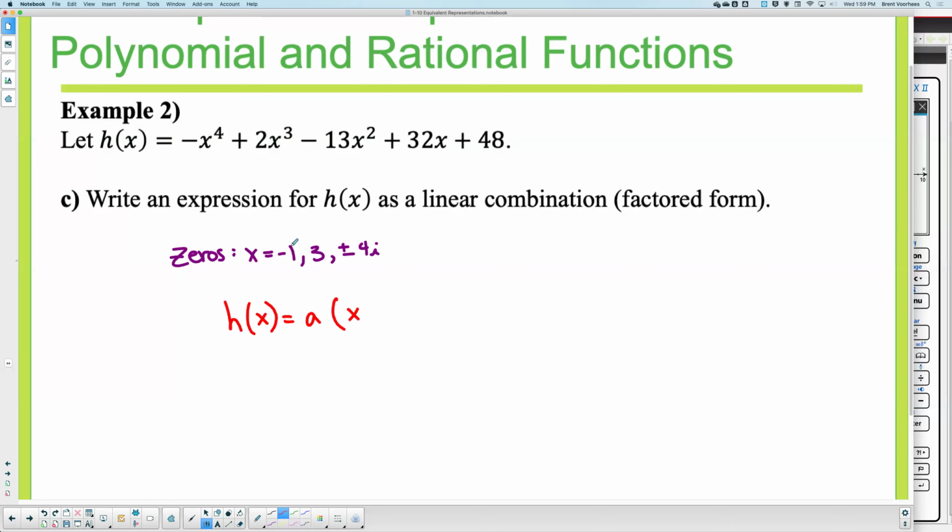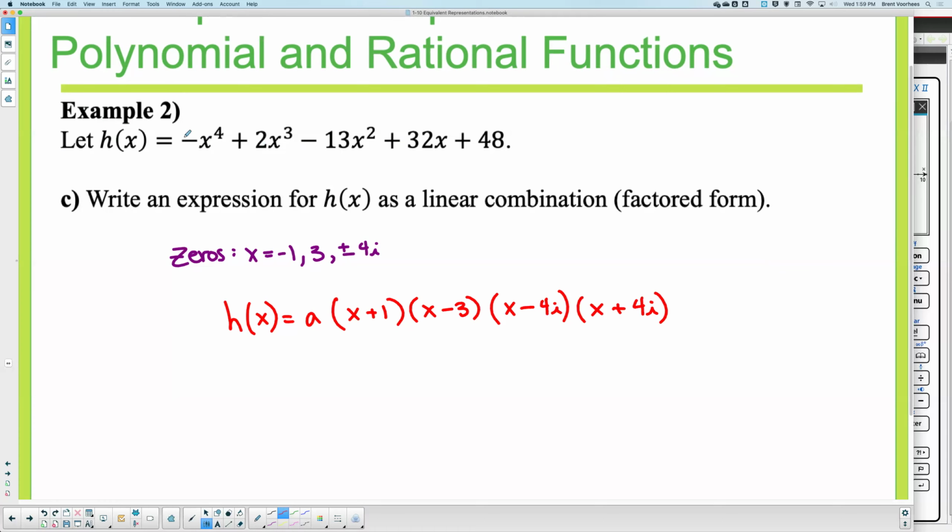To have a zero at negative 1, what's the factor actually going to be? Plus 1. To have a zero at 3, I'm going to have a factor of x minus 3. To have a zero at positive 4i, I'm going to have a factor of x minus 4i. And to have a zero at negative 4i, I'm going to have a factor of x plus 4i. Now, that would be what you normally write.